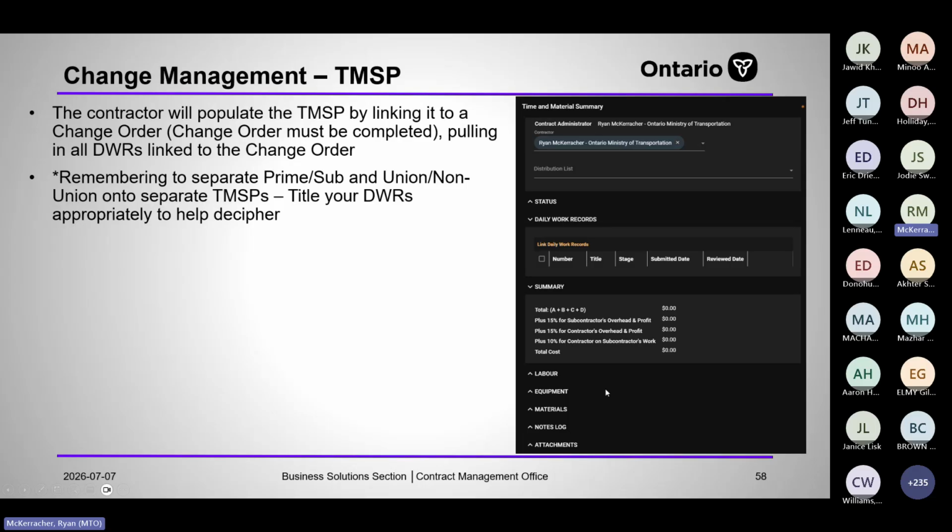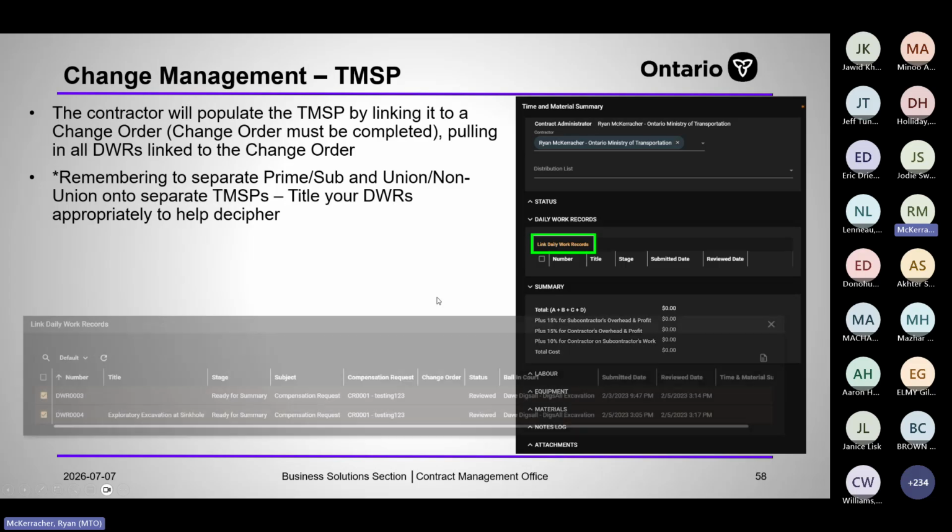Contractor will populate the TMSP by linking it to a change order. So the change order must be completed and issued to the contract. You can create as many TMSPs against it as you want. So do one for the prime, one for the sub, one for union, one for non-union. It'll delineate the equipment based on the rented and owned disposition you provide, or the contractor provides in the equipment list. So this is the contractor that would do this.